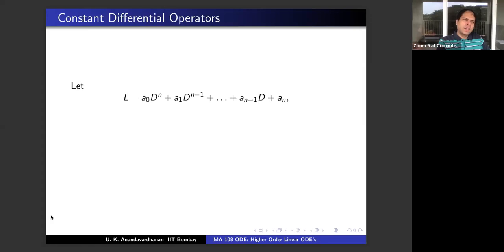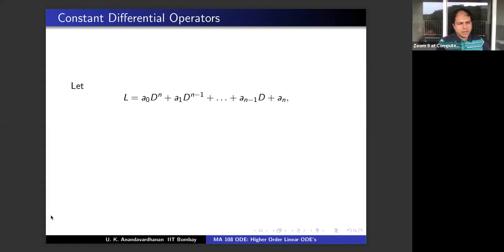And once again, let's recall. What we are going to do is, in the second order, we had three cases: distinct real roots, equal real roots, complex roots. In distinct real roots m1, m2, you got a basis to be e^(m1 x) and e^(m2 x). In equal real roots, you took e^(mx) and x e^(mx). And if you got a plus ib and a minus ib, then you took e^((a+ib)x) and e^((a-ib)x).